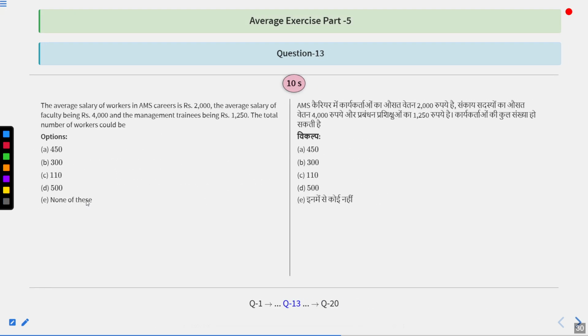Next one: the average salary of workers in AMS career is 2000 rupees, the average salary of faculty being 5000 rupees and the management trainee being 1250. The total number of workers could be. You have 5 options and 10 seconds to analyze the question. Your time starts now.